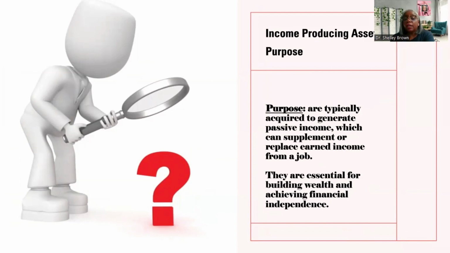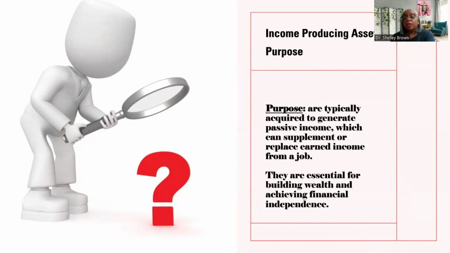supplement or replace earned income from a job. They are essentially for building wealth and achieving financial independence. So your income producing assets, when they have grown over time and you have quite a bit of income coming in from them, can, in fact, supplement your lifestyle, which means that they can actually pay for where you are living. They can pay your car payment. They can pay all of your bills.